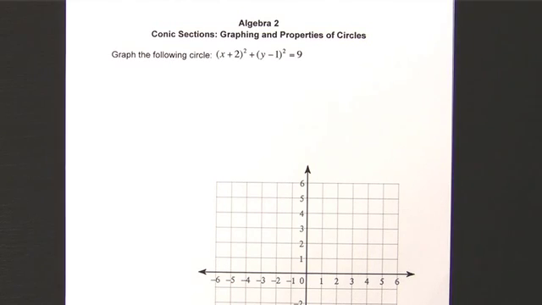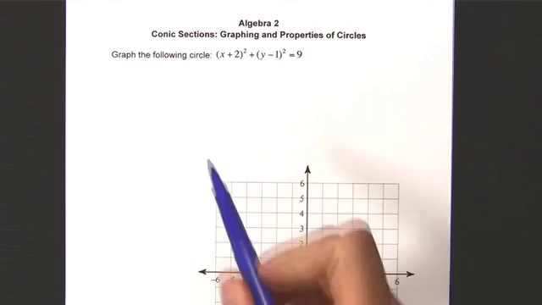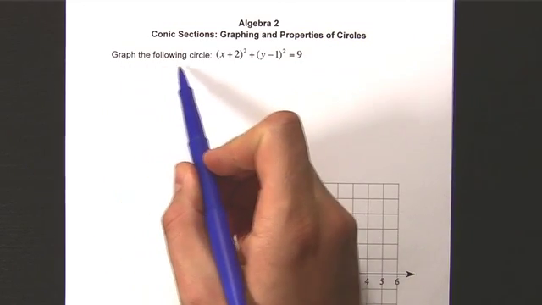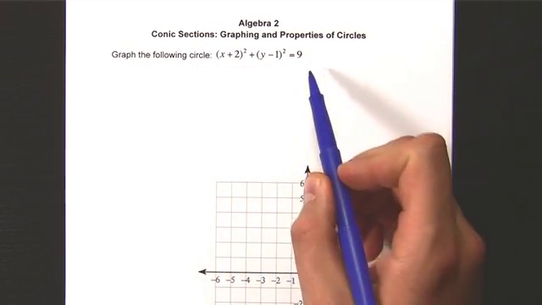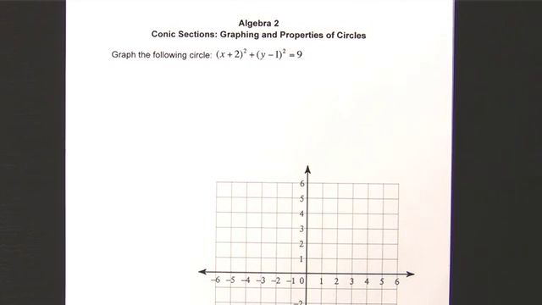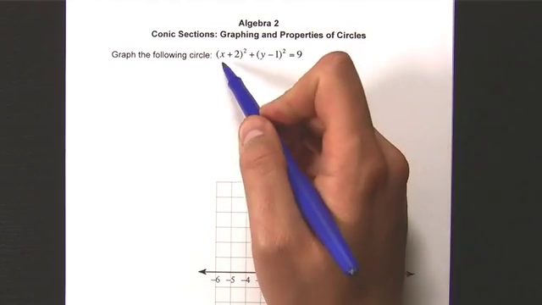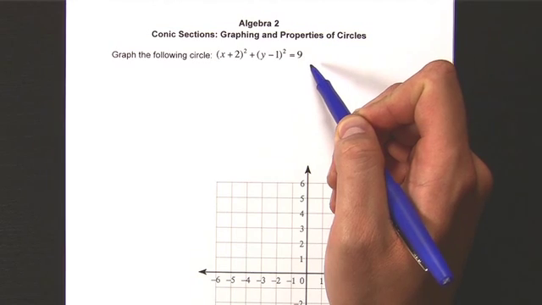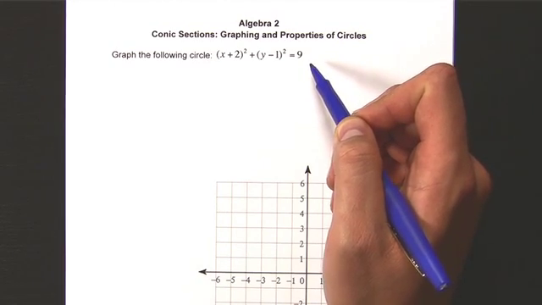All right, well, what do we have here? Looks like we're going to be graphing some circles. I see here that it says graph the following circle, and it gives me an equation. Boy, do I like this equation, and I'll tell you why. Everything that you see here is written in the general form for a circle.